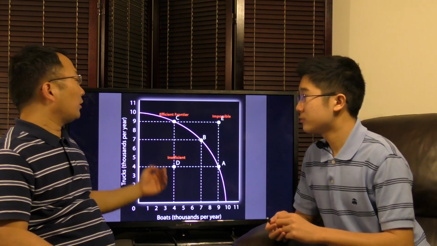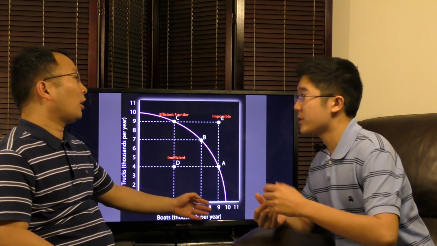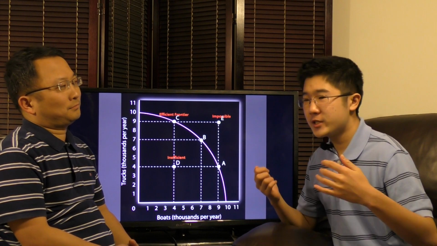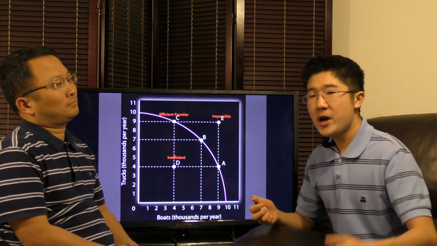So that means when we build more and more boats, we have to sacrifice much more trucks, not proportional, but much more. So as you can see, our opportunity cost is not increasing linearly. It's increasing at an increasing rate. Now, why is this the case?